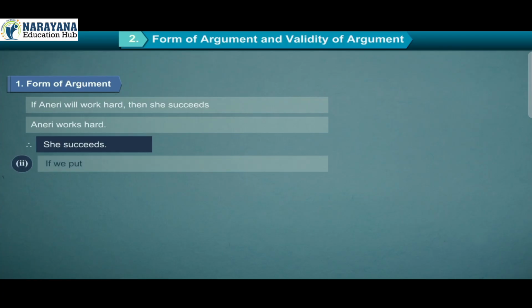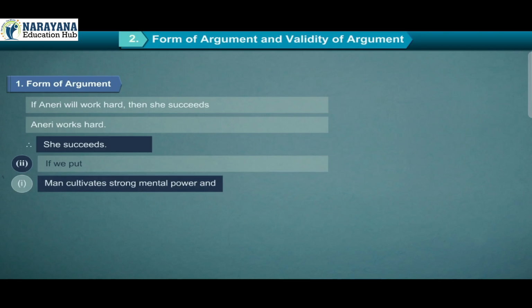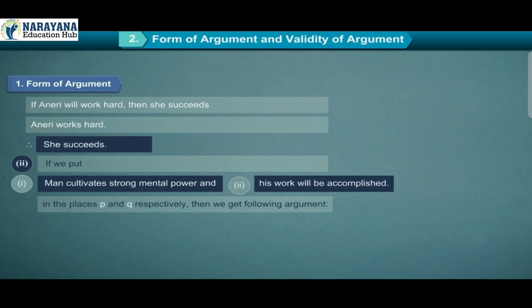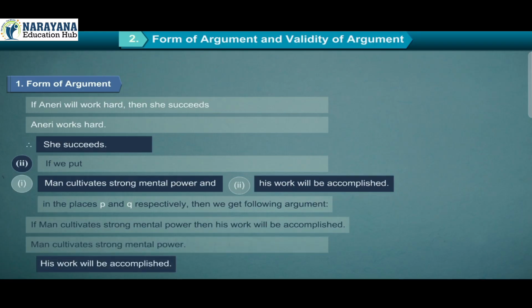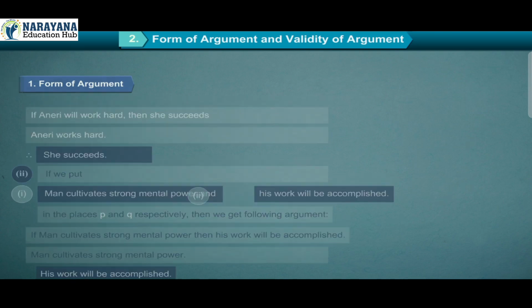2. If we put first, man cultivates strong mental power, and second, his work will be accomplished, in the places of P and Q respectively, then we get the following argument. If man cultivates strong mental power, then his work will be accomplished. Man cultivates strong mental power. Therefore, his work will be accomplished.